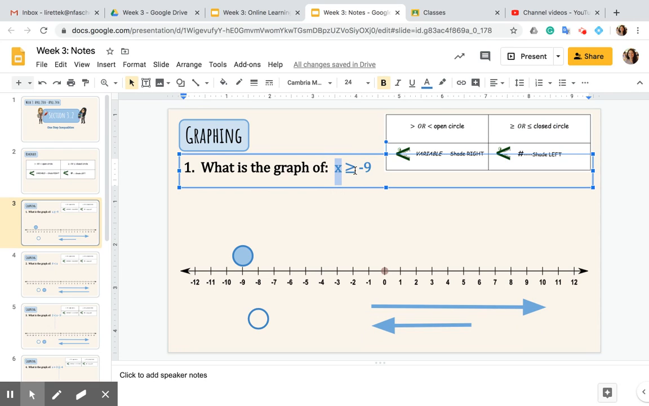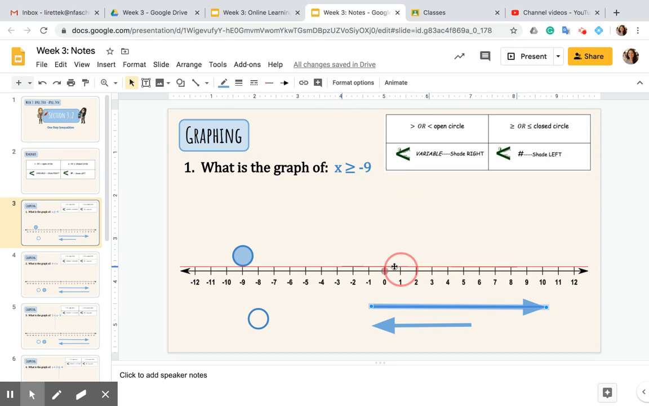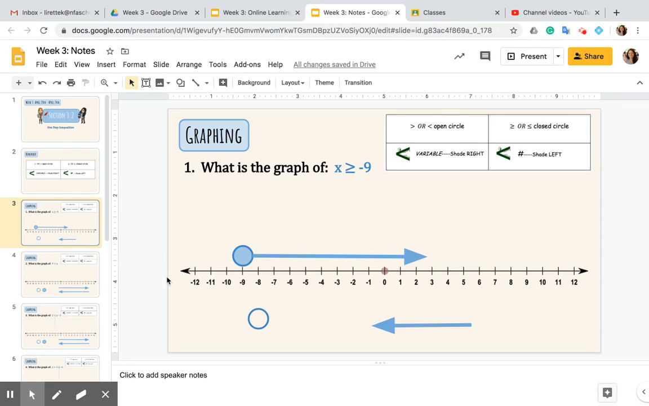So to figure out which direction to shade, look at the symbol as if it's a mouth. See how it's like an open mouth? It's eating the variable. Well, when it eats the variable, oh, look at that. I don't even want this one. I want the one that's shaded to the right because that's what it tells me to do. If the symbol's eating the variable, shade to the right. We want all the values of x so that they're greater than. All of these numbers that are encompassed in this shading, which keeps going forever to the right, are all going to be bigger than -9.